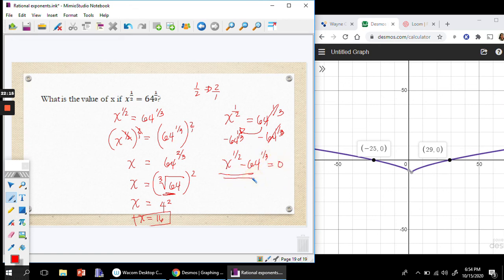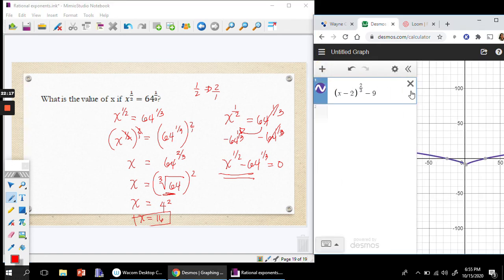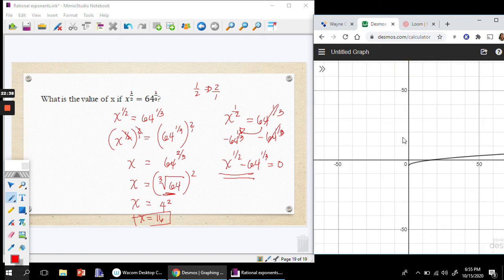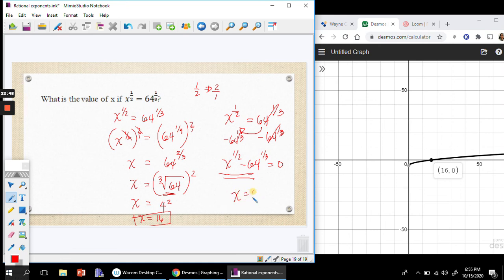Now you type this in Desmos. Okay, so that is x raised to 1/2 minus 64 raised to 1/3. Okay, and the graph will look like this. Look for the intersection of the x-axis and the graph, or the x-intercept. So the answer is x is equal to 16, which is the same.